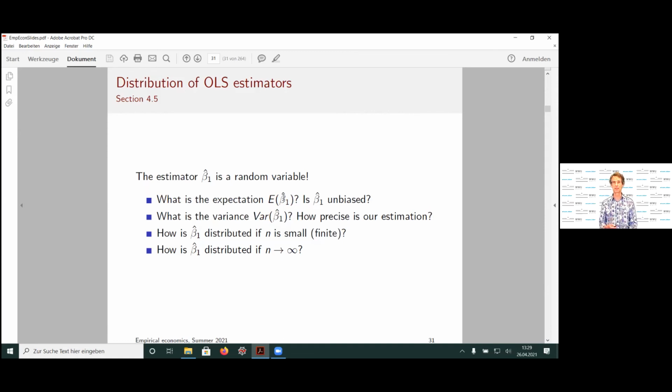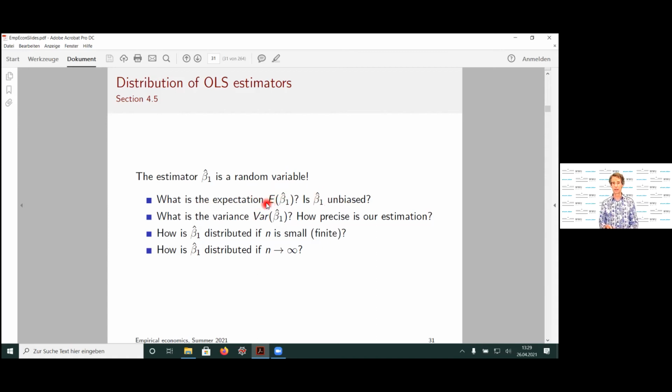And of course, if we did that again and again and again and got more and more data, we would like to get close to the true value. So we would like to have a procedure that is not systematically resulting in values which are larger than the true value or values which are smaller than the true value. We would like a procedure that on average, in expectation, results in the true value. So asking about the expectation of beta 1 hat is very important.